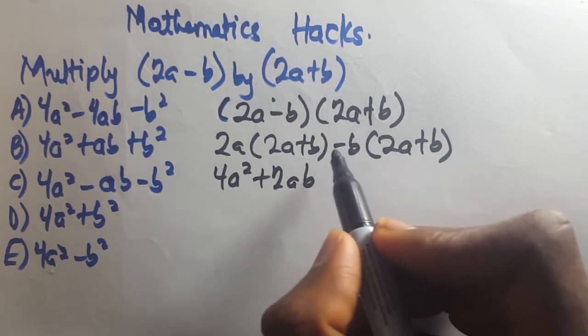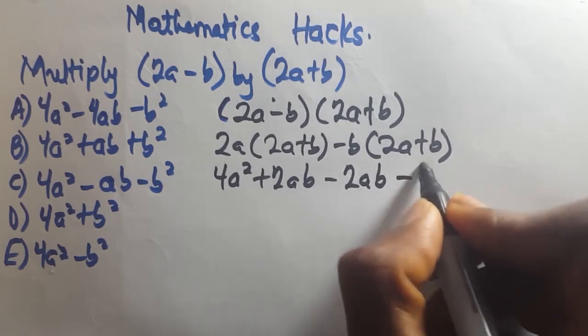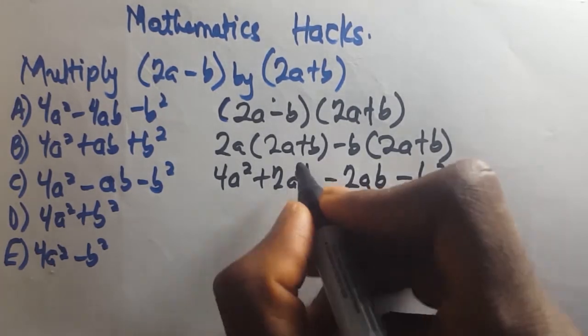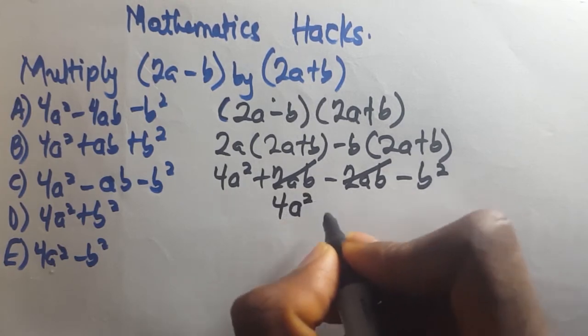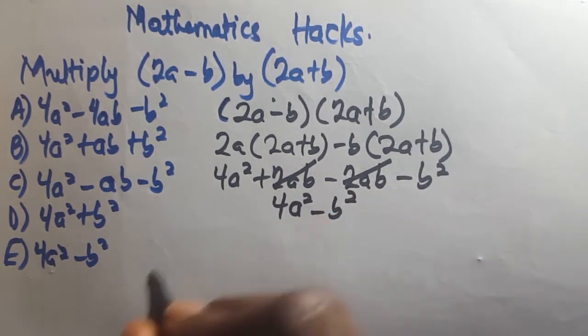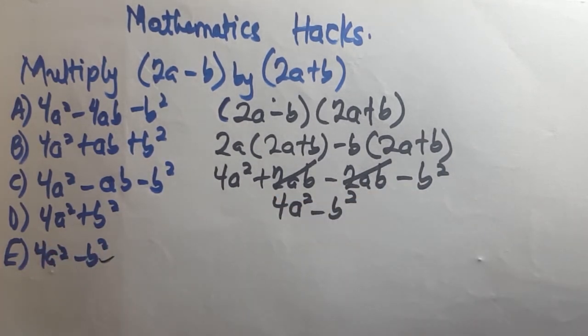Then let's multiply by this. Mostly students do ignore this minus. Please don't ignore it. Minus 2ab. Then minus b squared. This is going to cancel this. So we are going to have 4a squared minus b squared. So this is our final answer. Our final answer is E. That's our final answer.